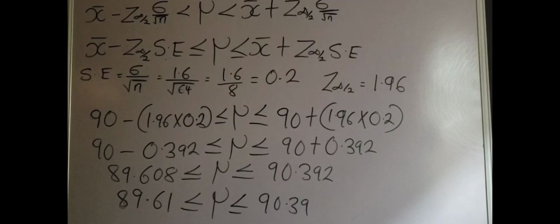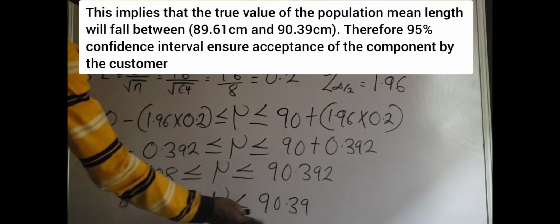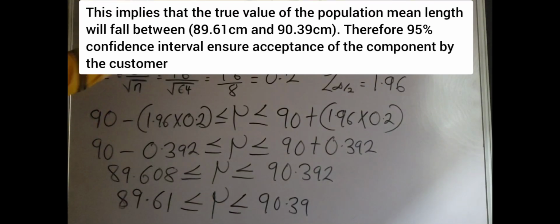Now how do you interpret the question? You just have to put it like this. This implies that the true value of the population mean length will fall between 89.61 and 90.39. Therefore, the 95% confidence interval ensures acceptance of the component by the customer. The customer will accept the component because the 95% confidence interval falls within the range that the customer wants. So that's it.